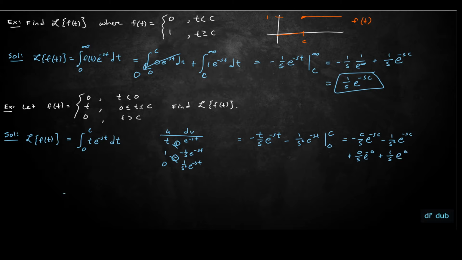So the answer is going to be negative c over s, e to the negative sc, minus 1 over s squared, e to the negative sc, plus 1 over s.